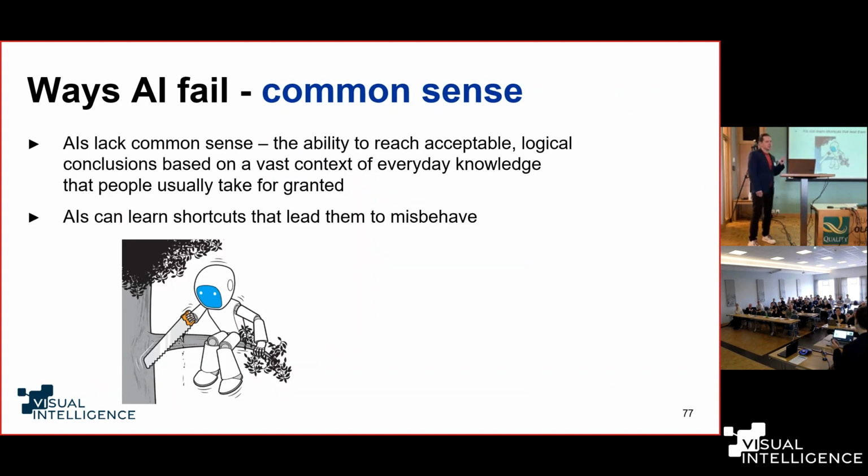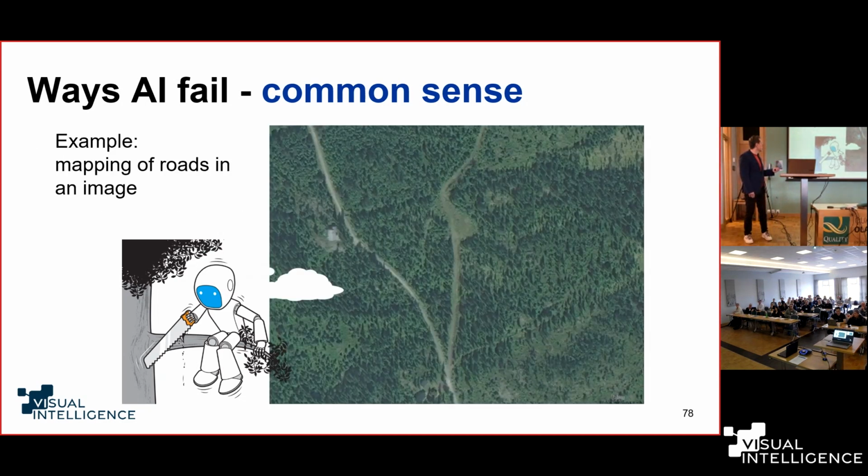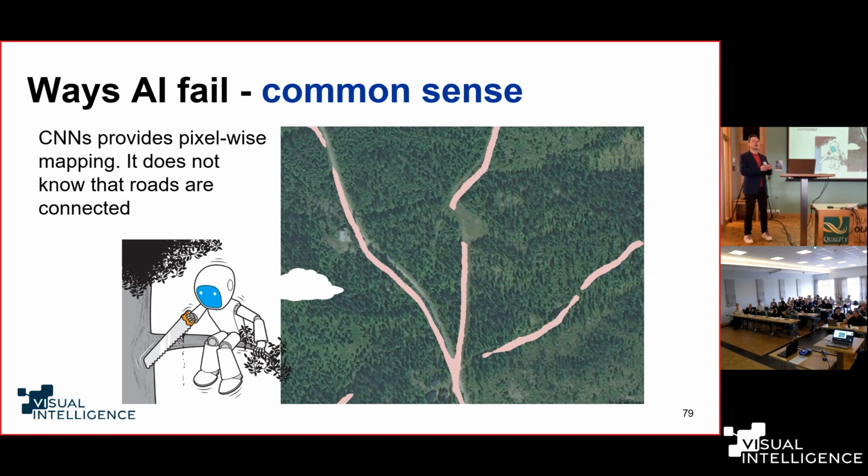And most importantly is the total lack of common sense. They are mildly stupid. They are not able to reach acceptable, logical conclusions based on a vast context of knowledge like humans are able to do. It can learn shortcuts that lead it to misbehave. Here's one example. We were trying to map these roads, and it did very well on the IOU metrics that we use, but it was not able to understand that the roads should be connected. We don't have a 10-meter road in the middle of the forest. But the score values were great. I mean, what were we measuring? Why is this happening?